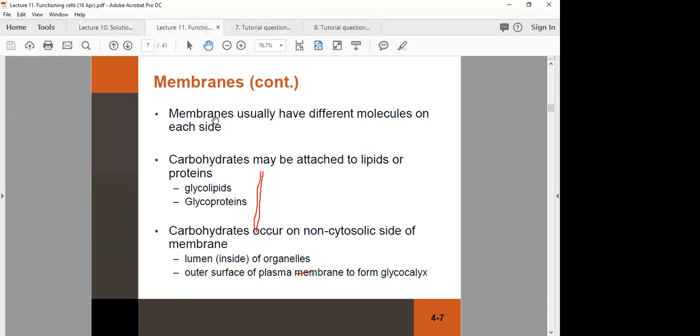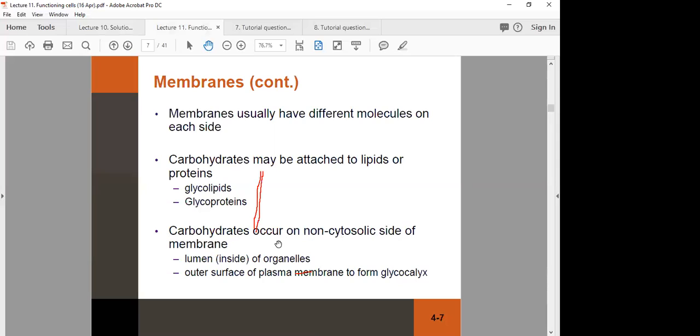All right, so we've seen that membranes usually have different molecules on each side. They're not symmetrical structures. We also saw that carbohydrates may be attached to lipids, which are then called glycolipids, or the carbohydrates might be attached to proteins, which are then referred to as glycoproteins. The carbohydrates normally occur on the non-cytosolic side of the membrane. Okay, so in other words, on the outside of the actual cell, if we're talking about the plasma membrane itself.